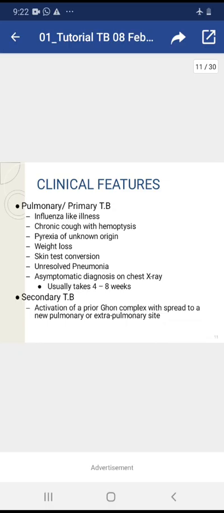Now, the clinical features of a TB patient. For example, how a physician is going to observe a TB patient, with what clinical features. In pulmonary or primary TB, you will see an influenza-like illness, chronic cough with hemoptysis, pyrexia of unknown origin, weight loss, skin test conversion, unresolved pneumonia, asymptomatic diagnosis on chest X-ray, which usually takes 4 to 8 weeks.